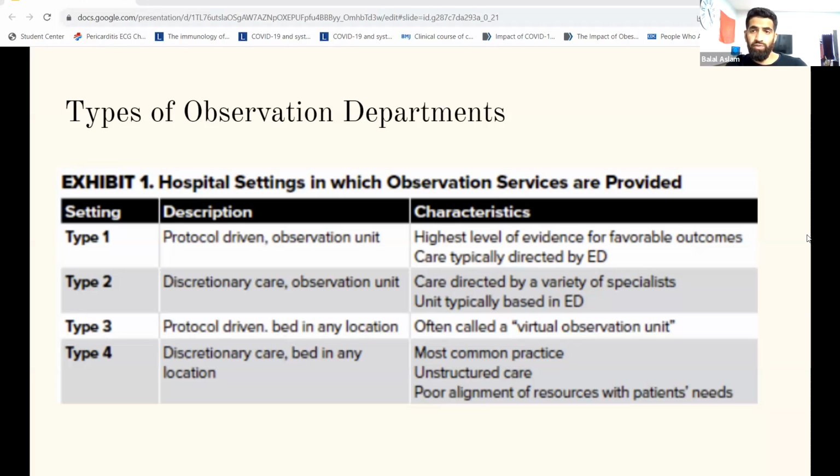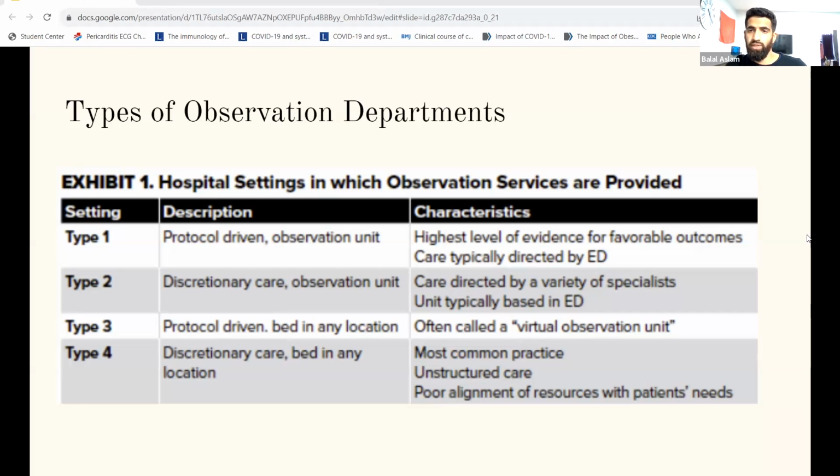The advantages of this type of unit are that they have lower admission rates, lower length of stay, and having a dedicated group of doctors leads to more streamlined care in a timely manner. A disadvantage of this is that having a whole separate unit and space to put these patients in can be very expensive, especially for smaller hospitals who are often not at full capacity.